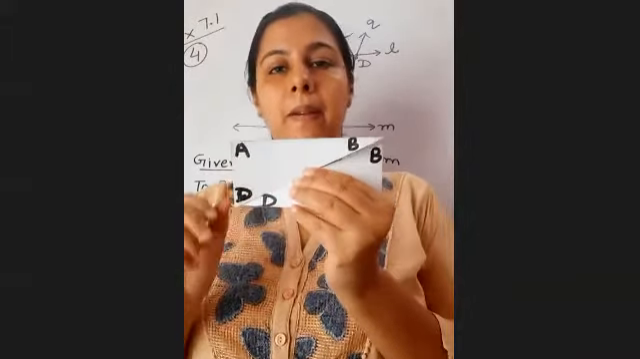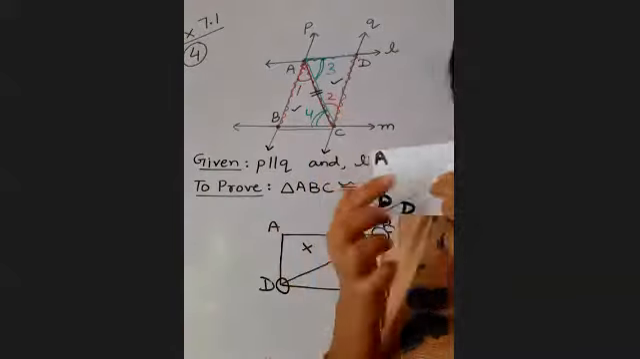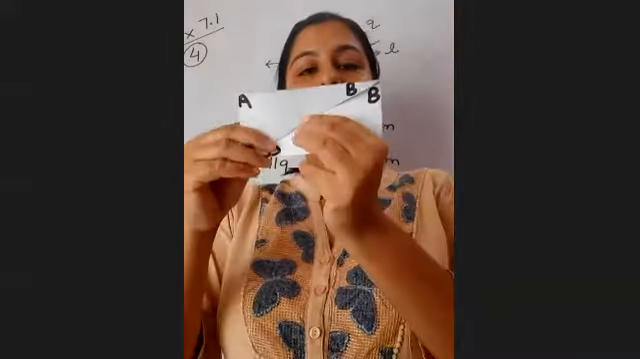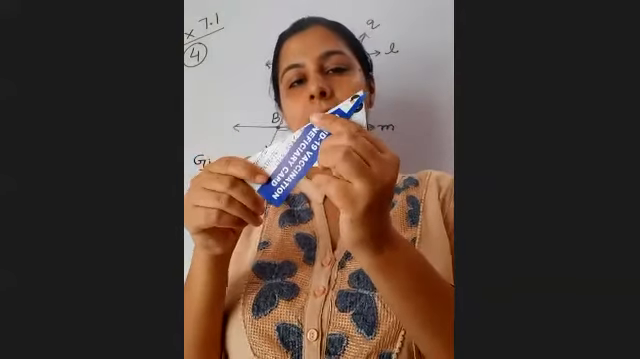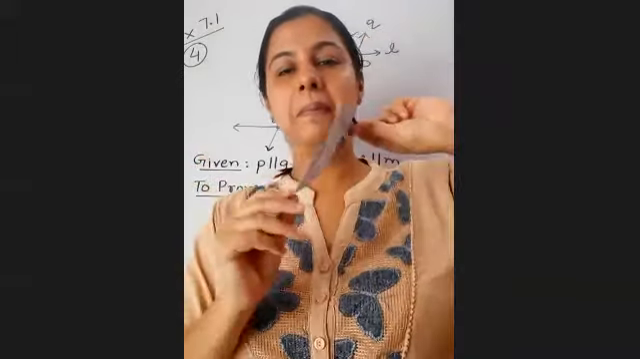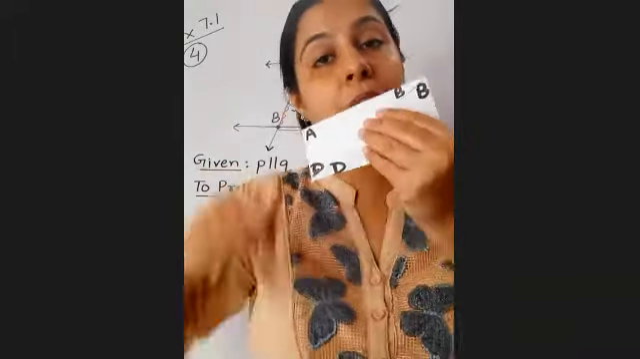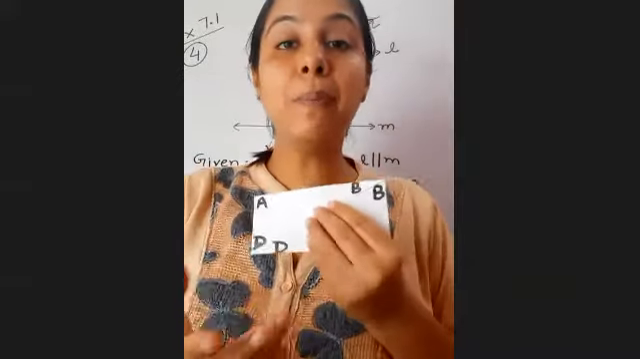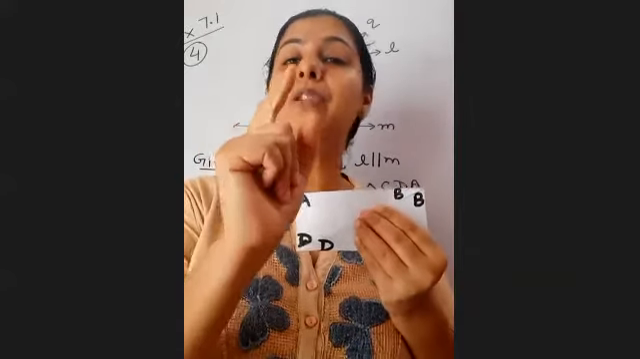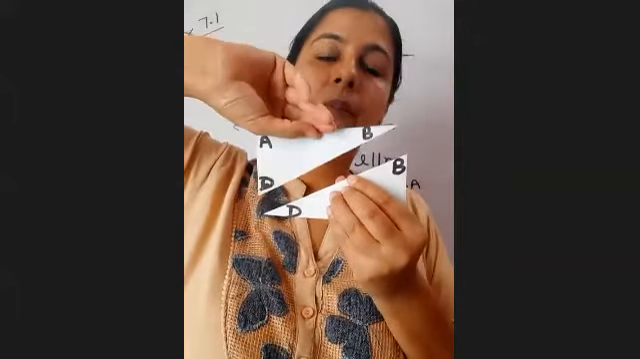Now, these two parts I have proved to be congruent with the help of alternate angles and BD is common. But if I fold BD like this, are these two triangles covering each other? No, ma'am. Please look carefully. But I have to prove them congruent, and congruent means they should cover each other completely. So here we need to do something. We are going to rotate this.